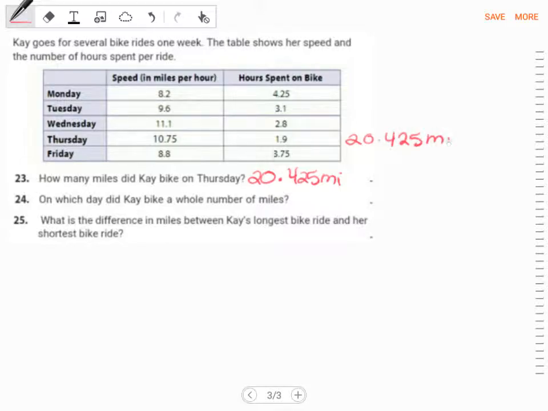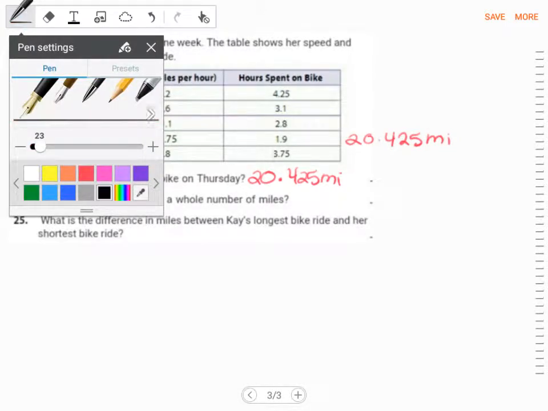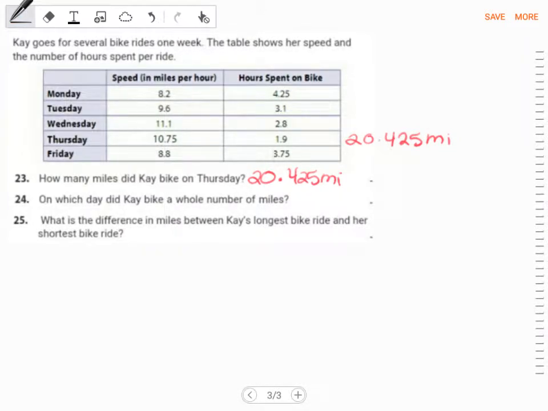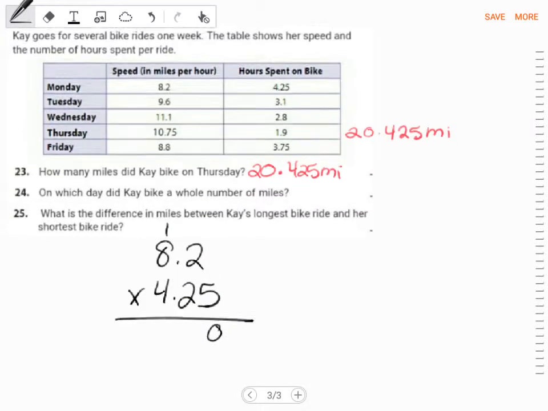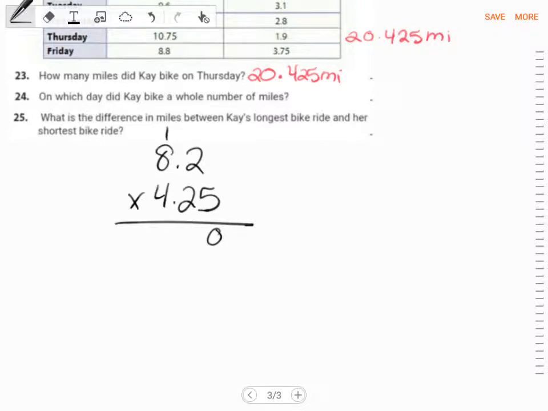20.425 miles on Thursday. Let's figure out what it is for all the other days. For each one, you're going to have to multiply the speed times the hours spent. So for Monday, let's do this: 8.2 times 4.25. 5 times 2 is going to give me 10. 5 times 8 is going to give me 40, plus 1 is 41.